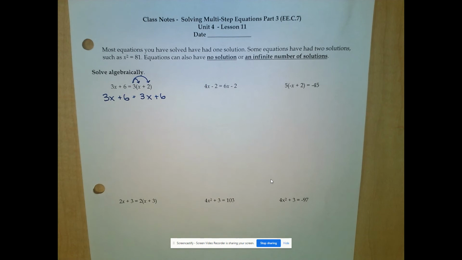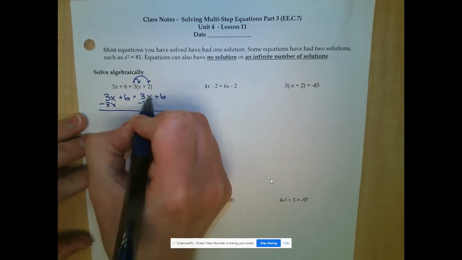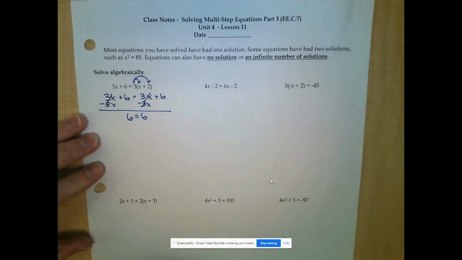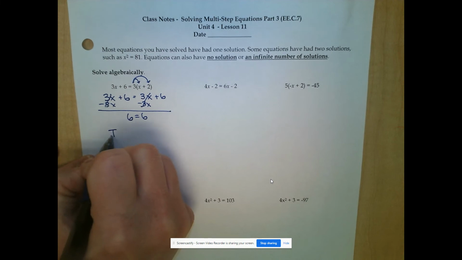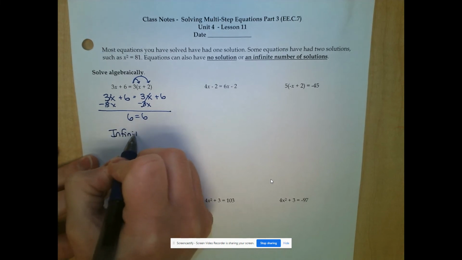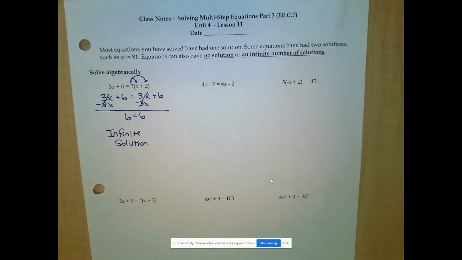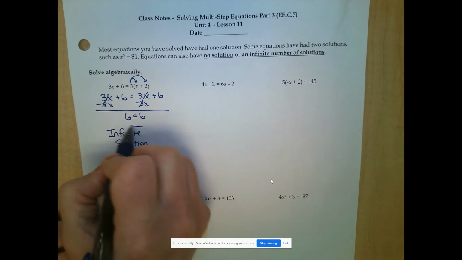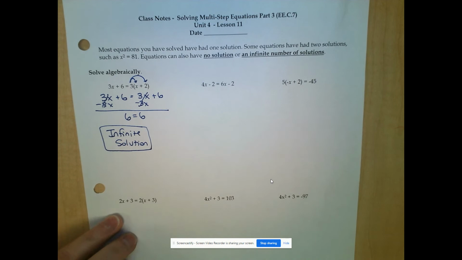Now you'll probably notice that the left side, 3x plus 6, equals exactly the right side, 3x plus 6. If we take 3x away from both sides, you get 6 equals 6, which is a true statement. It is every single time, no matter what, the value of 6 is equal to the value of 6. When that happens, you can say that this original equation had to have infinite solutions because the left side matches exactly the right side. But you have to prove it. You have to get down to a single value with no variable equal to that same value with no variable.